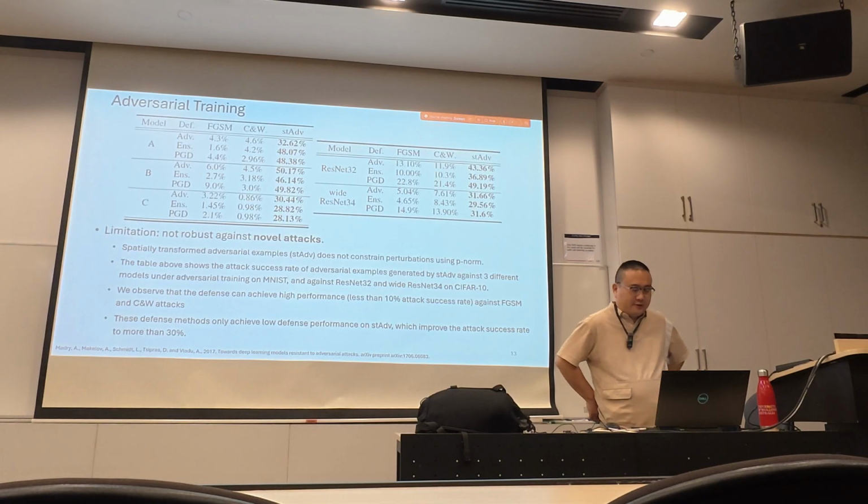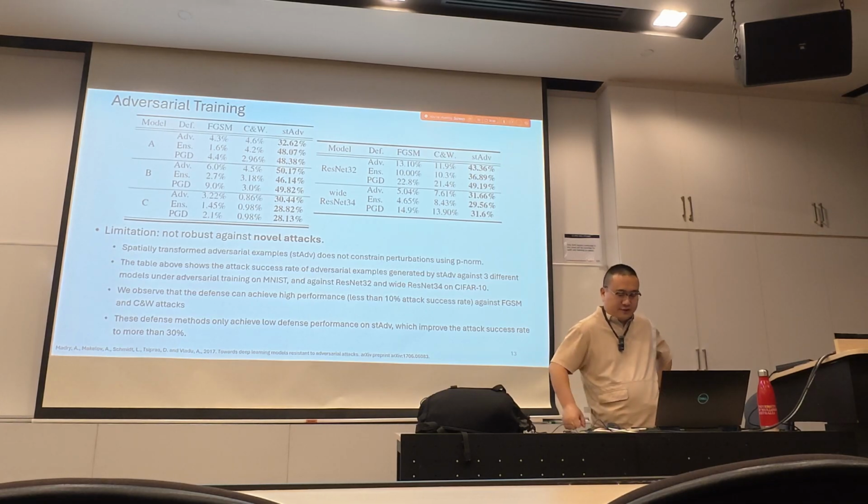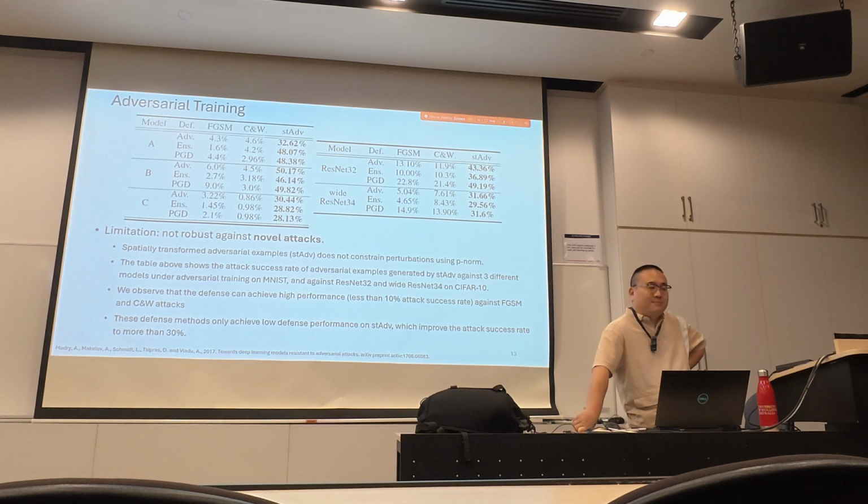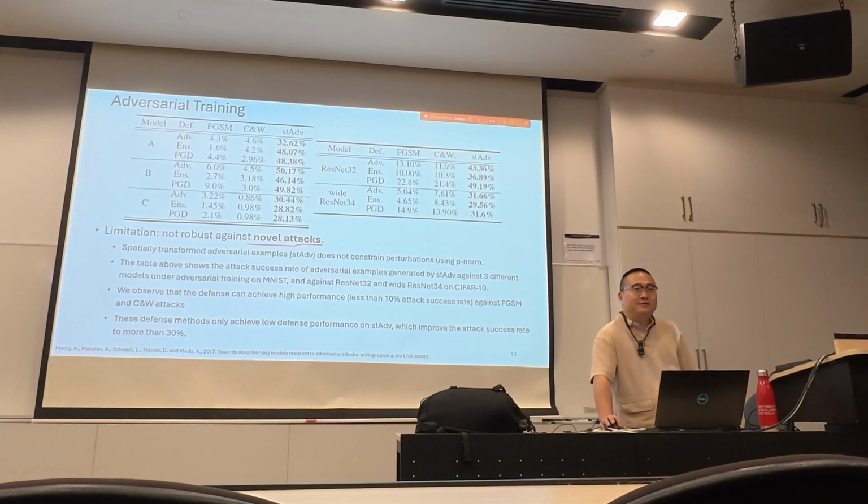However, for adversarial training, although we can improve the efficiency, there is still a limitation. Adversarial training is not robust against novel attacks. This is because the idea of adversarial training is that you generate attacks during training of the model. So the robustness is actually specifically designed for those attacks.